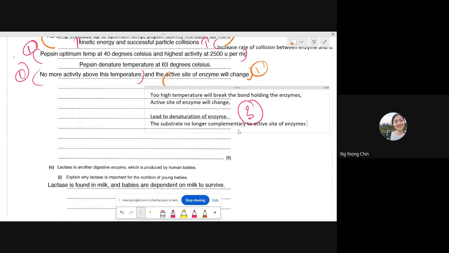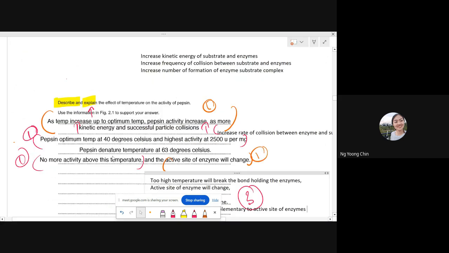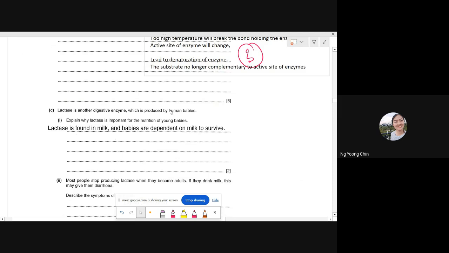Yeah, so this is for the explain part. Then for this, explain why lactase is important for the nutrition of the young baby. You can say lactase is found in the milk. Whenever you answer this question, I see explain why lactase is important for the young baby. Yes, the young baby, they drink milk, right? Milk contains lactose.